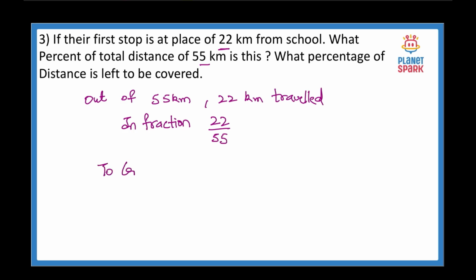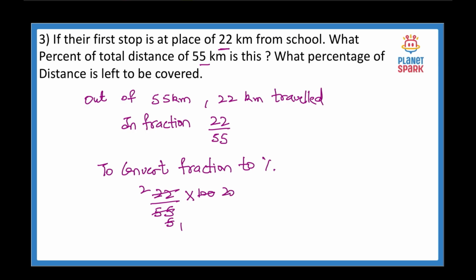I have to convert this fraction into percentage. To convert the fraction into percentage, we are going to multiply the fraction by 100. So we have 22 upon 55 into 100. Now 22 upon 55 into 100 will simplify. 22 and 55 will be cancelled by the table of 11, giving 2 upon 5 into 100. 5 and 100 will further be cancelled. So I'm left with 40%.